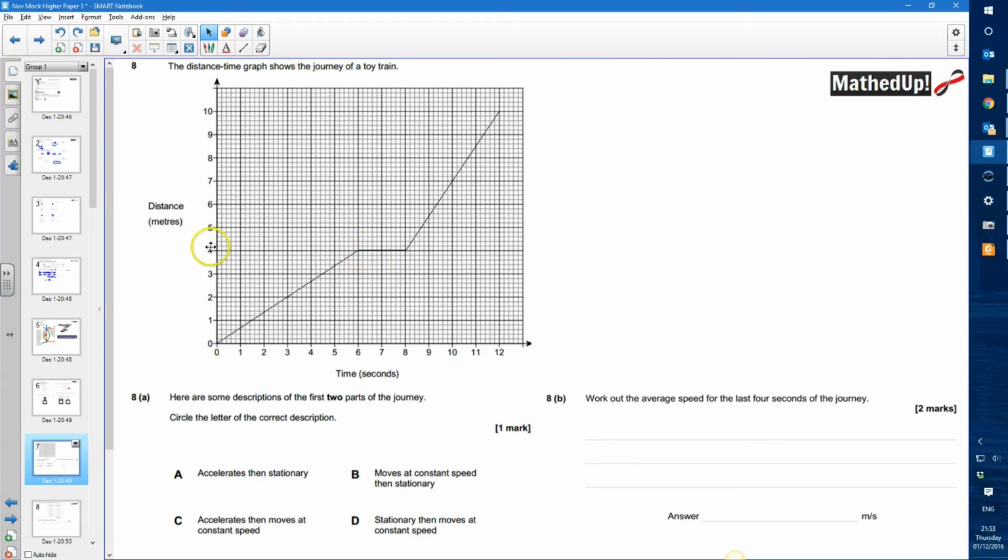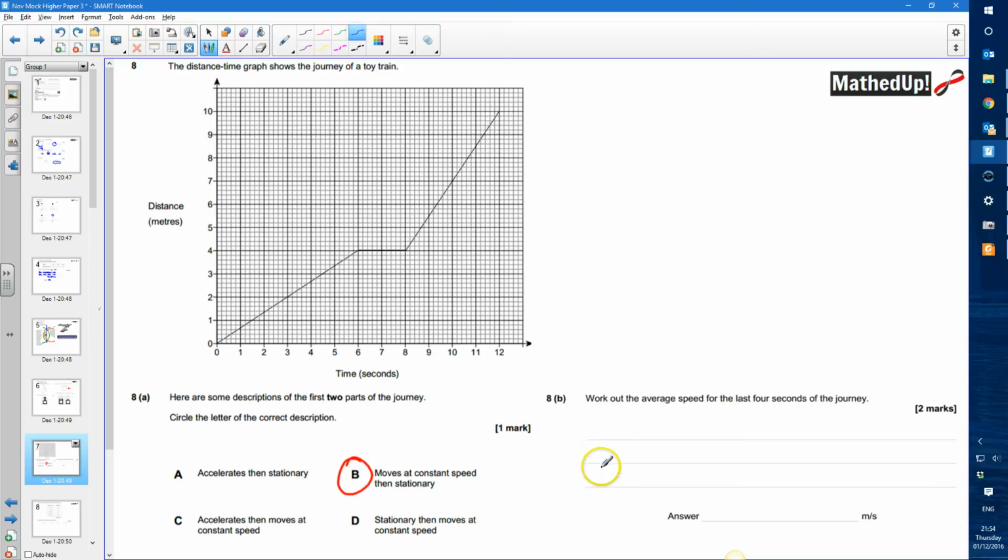At this part here, it's not moving and it's not changing its distance for 2 seconds, so therefore it must be stationary or standing still. And at this point here, again, we've got a straight line, so that represents a constant speed. So of these descriptions, it looks like it's going to be B, which is moves at a constant speed and then stationary. So that's the first two parts of the journey, moves at its constant speed and then is stationary. So that's going to be B.